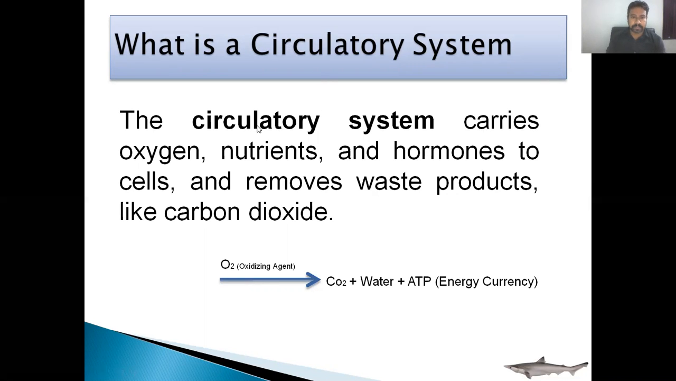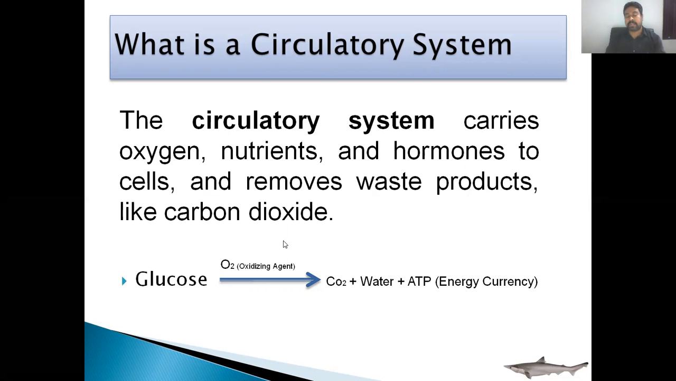The heart is part of the circulatory system, and how can we define a circulatory system? It is a system which carries or transports oxygen, which is a respiratory gas, all the nutrients like glucose and hormones to cells, and removes waste products like carbon dioxide from the body.